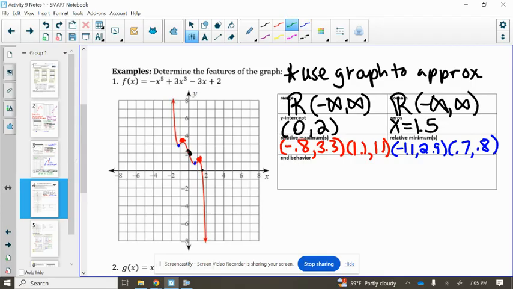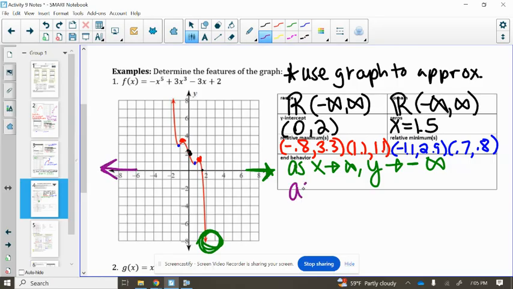Now, as far as our end behavior goes, okay, as our x values, as we go this direction on our graph, what is happening with our y values? Well, as x's are approaching positive infinity, our y values this time are going really, really negative. They're going towards negative infinity. And as our x values are going towards negative infinity, this time our graph is going up. Right? Our y values are getting more and more positive, going towards positive infinity.